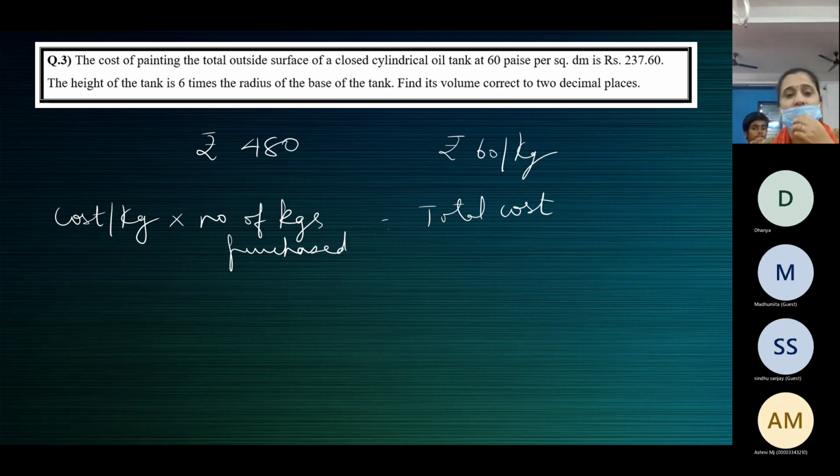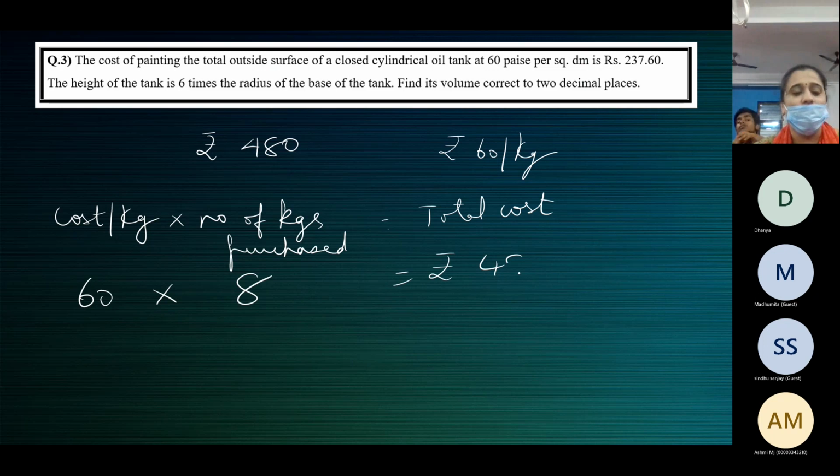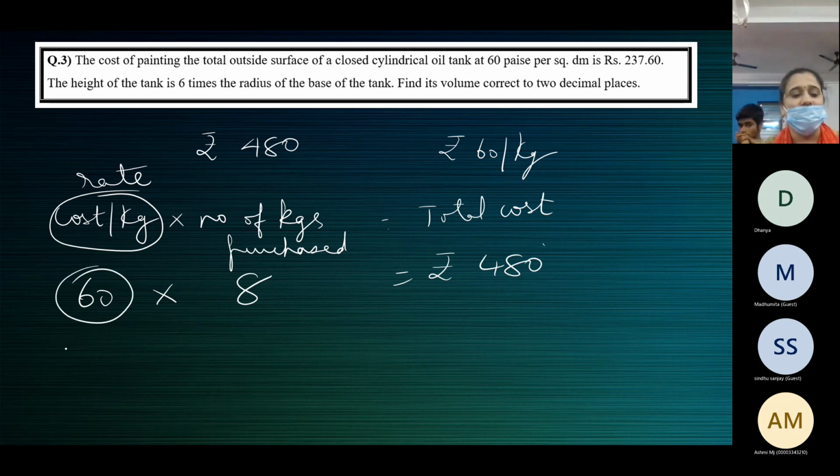6 8 are 48. The fruit seller will not say take 8 kgs. The fruit seller will only tell you the rate per kg. He'll say whatever fruit is 60 rupees per kg. You have decided to buy 8 kgs. And so your total cost is 60 into 8, 480 rupees. So the cost per kg is 60 rupees, you have decided to buy 8 kgs, so your total cost is rupees 480. This is called the rate. The 60 rupees is the rate per kg, and this is your total cost.